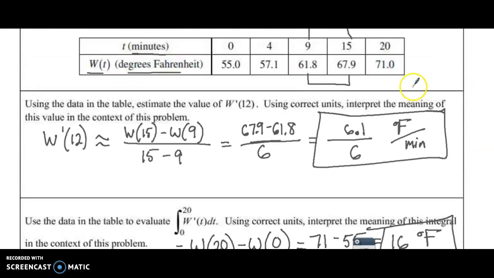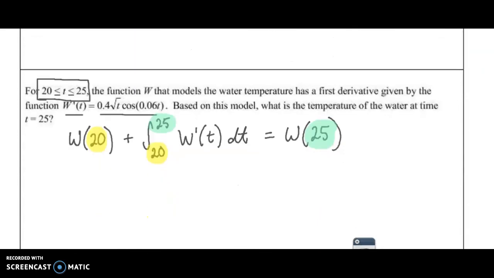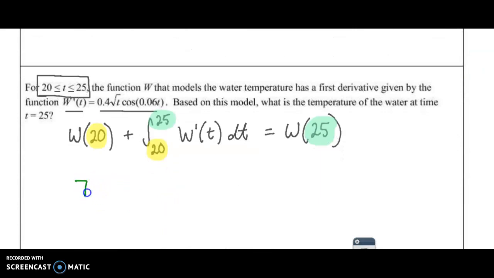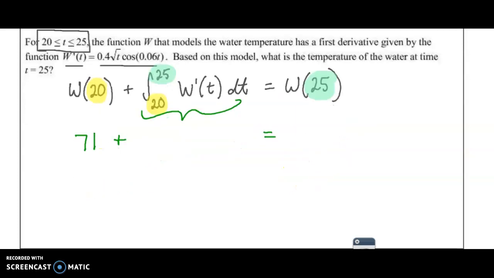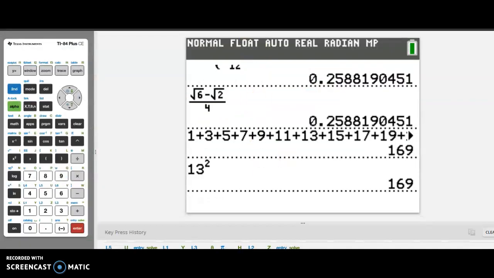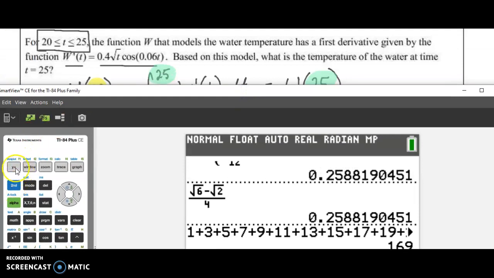I wish I could see it all on one screen, but anyway, we're going to start with the 71, W of 20, and then we're going to use our calculator for this part to get us what our final answer is. It's just an accumulation problem. So as I pull up the calculator, I'm just going to slide this down so I can see both.